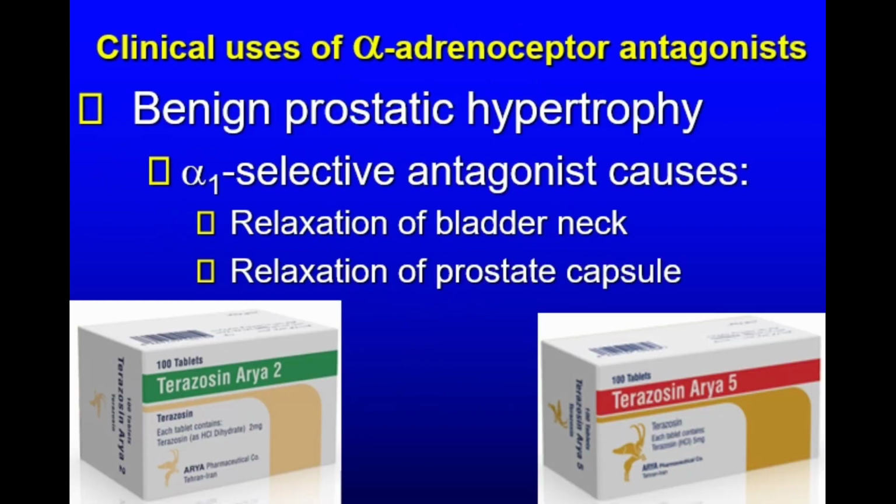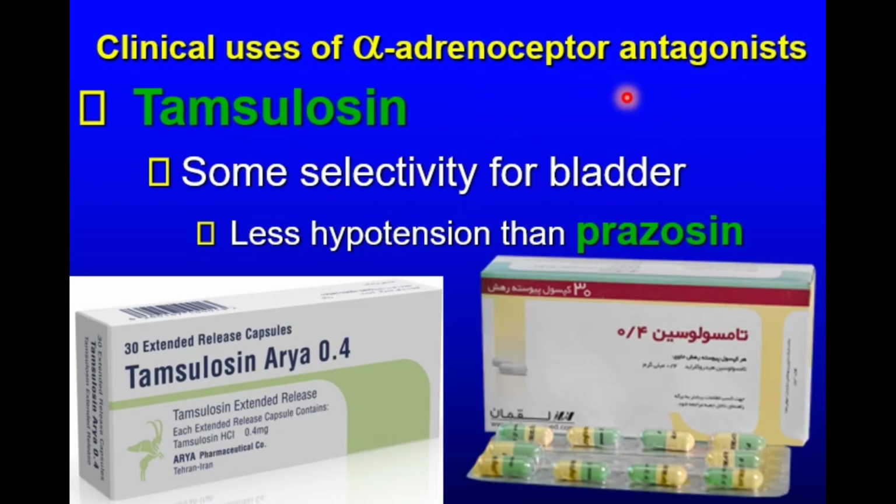The alpha-1 adrenoceptor antagonists cause relaxation of the smooth muscle of the bladder neck and prostate capsule. Therefore, they are useful in patients with urinary retention associated with benign prostatic hypertrophy. Tamsulosin is an alpha-1A adrenoceptor antagonist with some selectivity for the bladder. Tamsulosin causes less hypotension than prazosin.